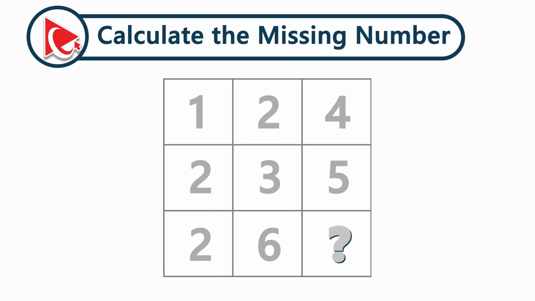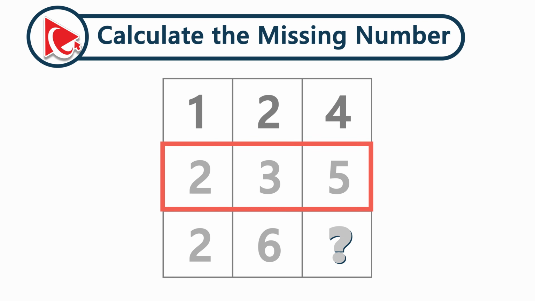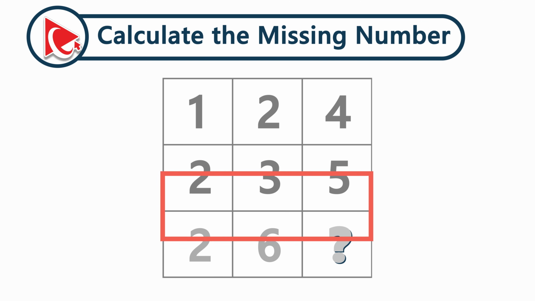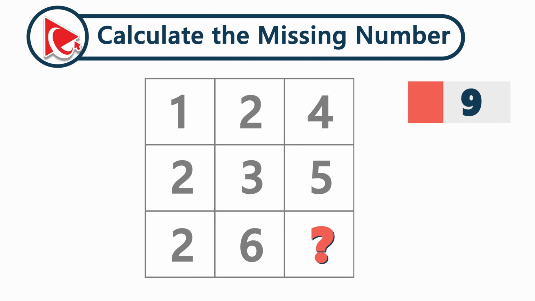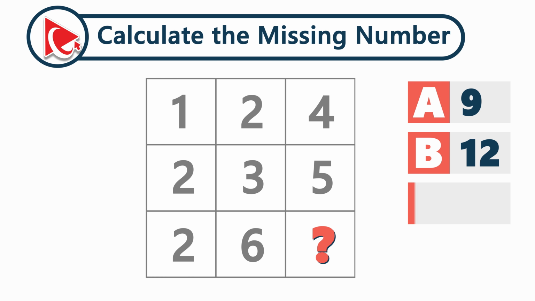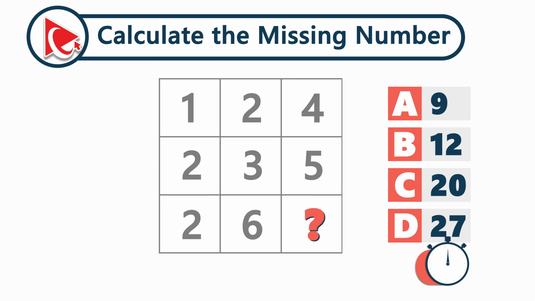Take a close look at this 3 by 3 matrix. Numbers in the first row are 1, 2, and 4. The second row has numbers 2, 3, and 5. And then the third row only has 2 numbers, 2 and 6. And the missing number you need to calculate and select out of 4 possible choices: A, 9, B, 12, C, 20, or D, 27. Can you solve it and choose the right answer?